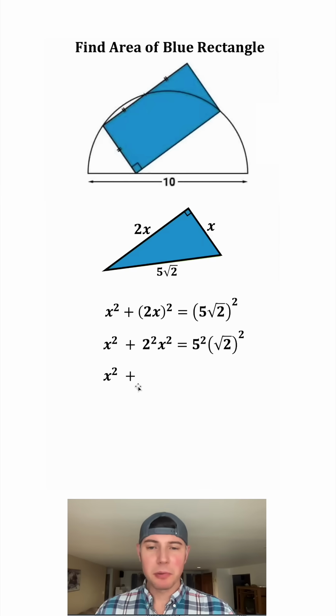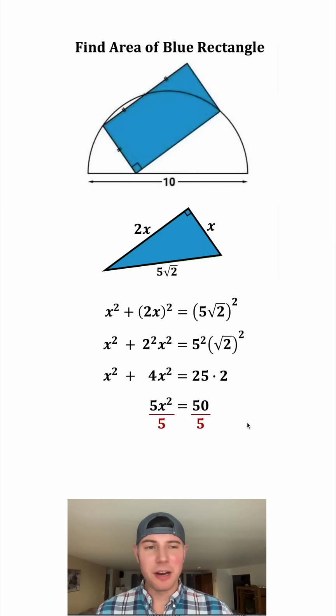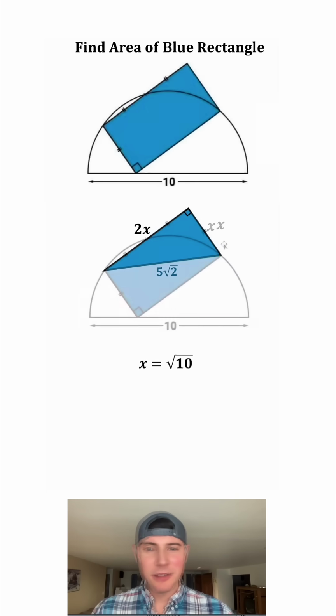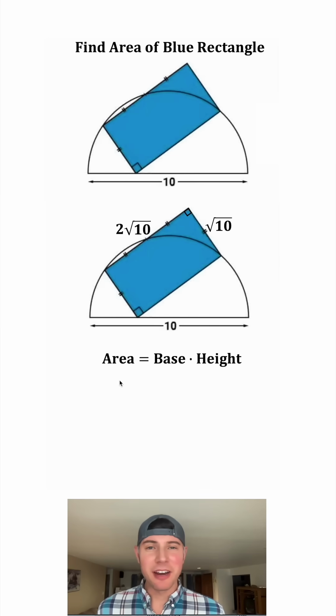So we have x squared plus 4x squared equals 25 times 2. X squared plus 4x squared is equal to 5x squared, and 25 times 2 is equal to 50. After we divide both sides by 5, we get x squared is equal to 10. And after we square root both sides, we get x is equal to the square root of 10. And now we know the shorter side of the rectangle. This x can change into root 10, and this 2x can change into 2 root 10. And now we can find the area of the rectangle.